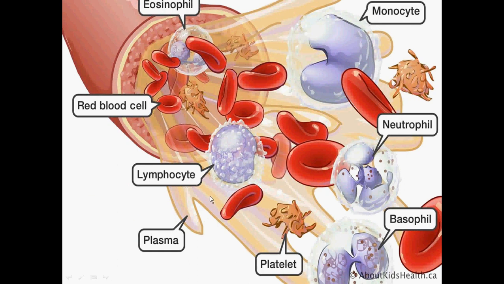This yellowish, straw-colored part is the plasma. The bluish colored one is the lymphocyte, which is a type of WBC that comes under immunocytes. These are eosinophils, monocytes, neutrophils and basophils, all types of WBCs. And this is the red blood cell, which is biconcave in shape and is involved in the transfer of oxygen to the different parts of the tissues and body.